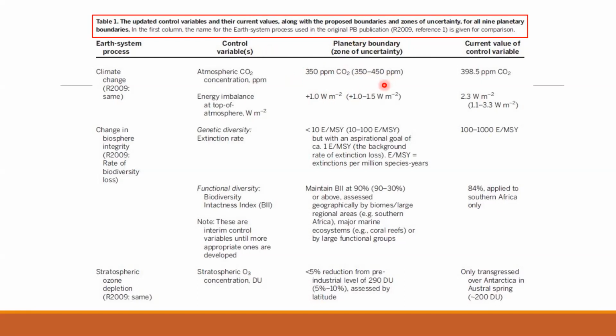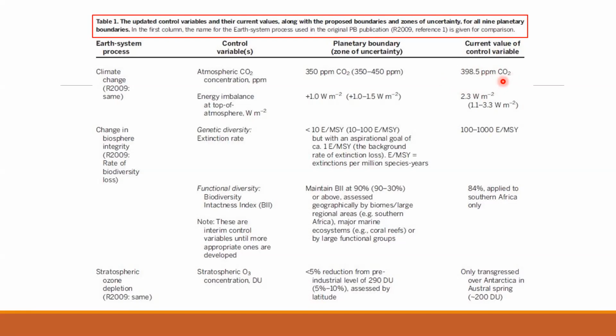Beyond 450, we would be beyond the zone of uncertainty. Okay, so what is the current value of the control variable? Now, remind you, this was written in 2015, probably took, I'm going to guess, a year to go through peer review. So this data is probably based around 2014 data. I'd have to look at the details in the article, but I'm willing to bet that this would be the average carbon dioxide concentration in the year, okay?